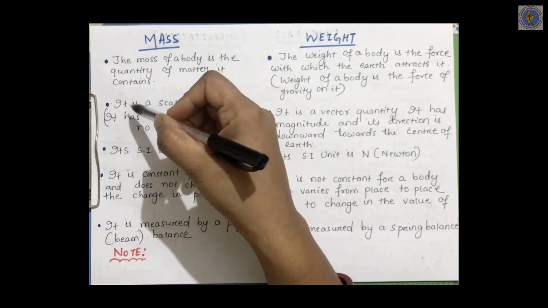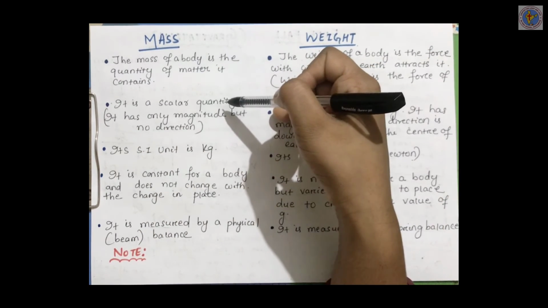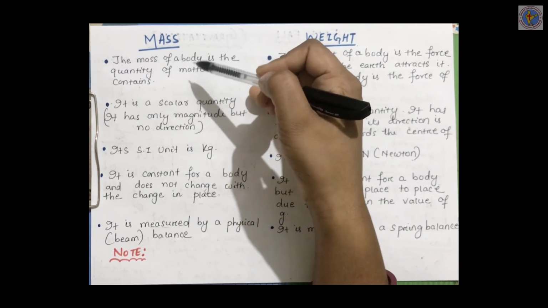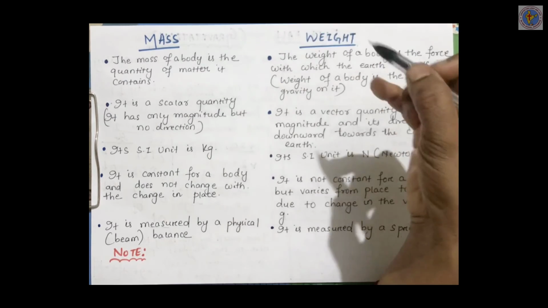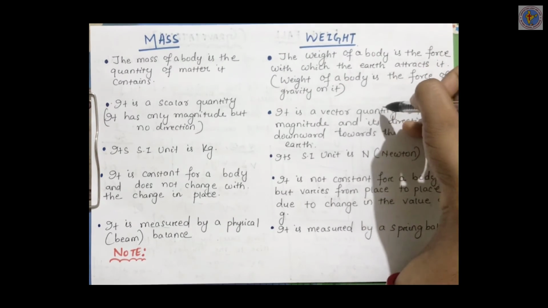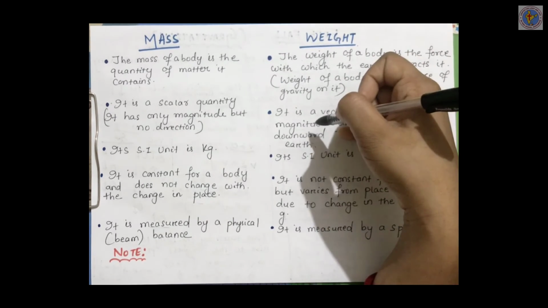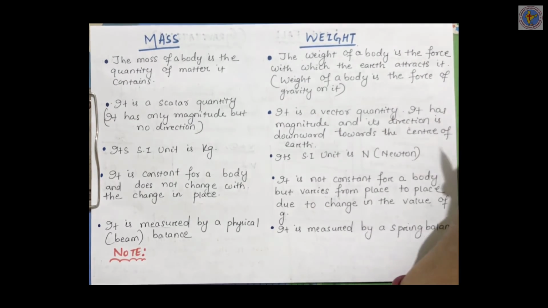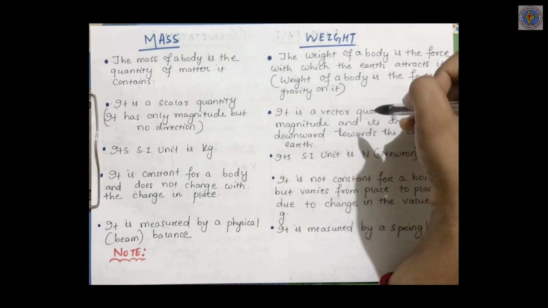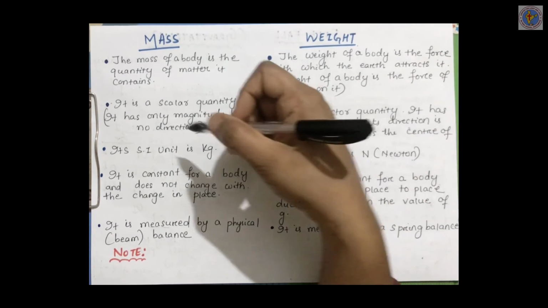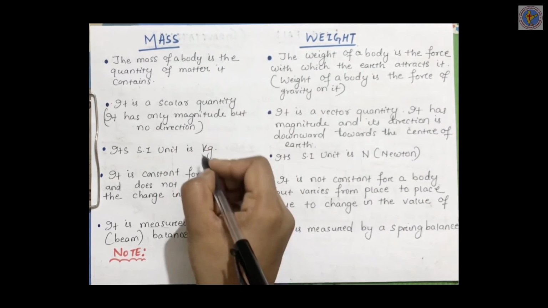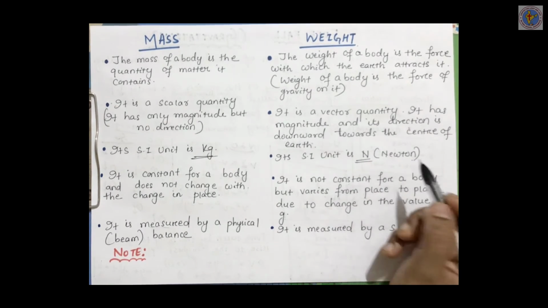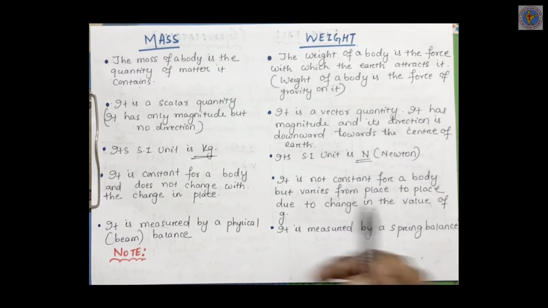Now mass is a scalar quantity, as you know, because it has only magnitude. Mass means the matter contained, so it has only magnitude. But weight of a body is a vector quantity. Why, children? Because it has magnitude as well as direction. The direction is vertically downward, that is, towards the center of the earth. What is the unit of mass, children? It is kg, but the unit of weight is Newton. Why it is Newton, we'll discuss later.